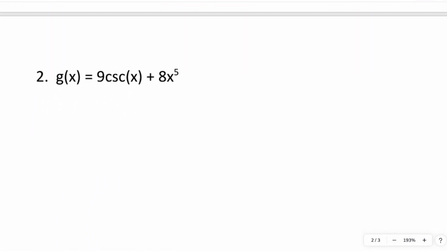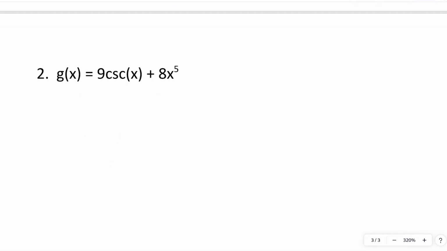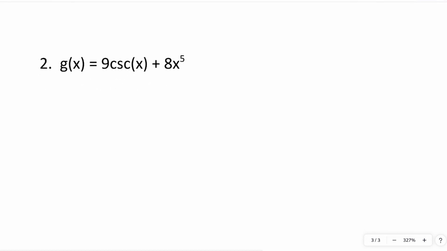All right, number 2. 9 cosecant x plus 8x to the 5th. So here we don't really have to use product rule. We're going to have a constant multiple here. That rule doesn't really have a name. Just calling it the constant multiple rule. But here we're just going to differentiate each expression separately. Remember, if you've got a sum or a difference, you don't have to use a special rule to differentiate them. Just take each expression separately and differentiate them. So the derivative of 9 cosecant x would be 9 times the opposite of cosecant x times cotangent x.